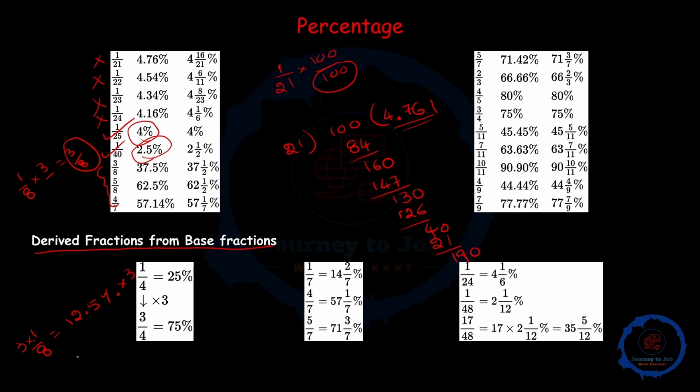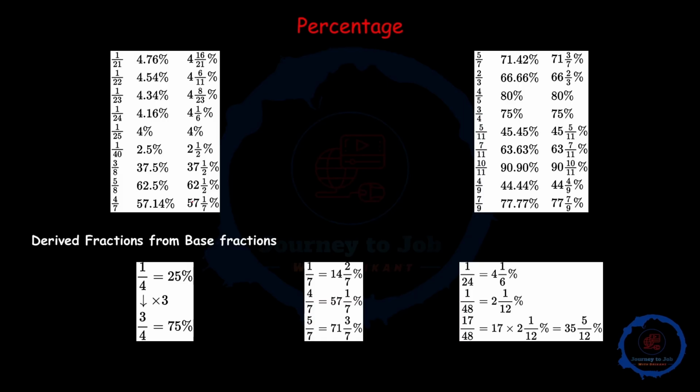You will get 3 by 8 here, 37.5 here. That is what it means. Next, 5 by 8 is also very similar to this. Multiply with 5 here and 5 here. Now similarly 4 by 7. So 4 by 7 means it is derived from 1 by 7 into 4.